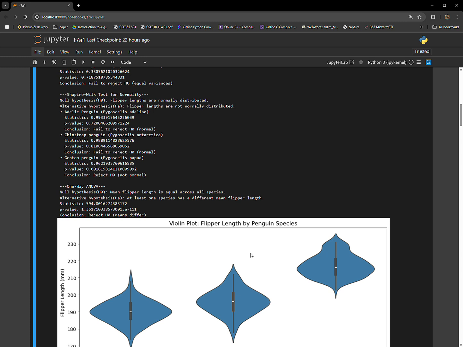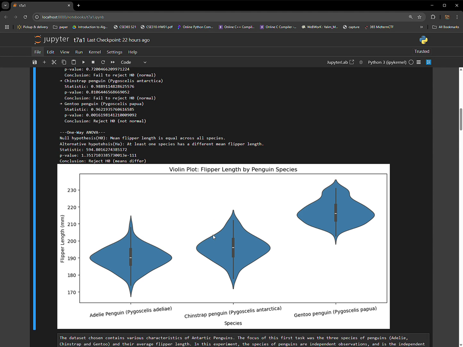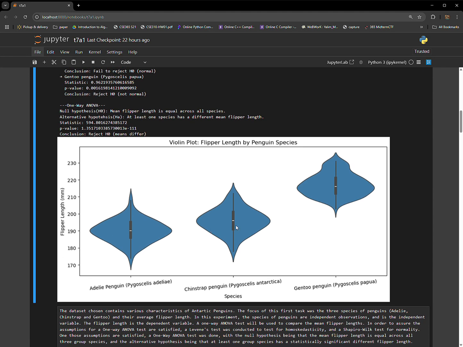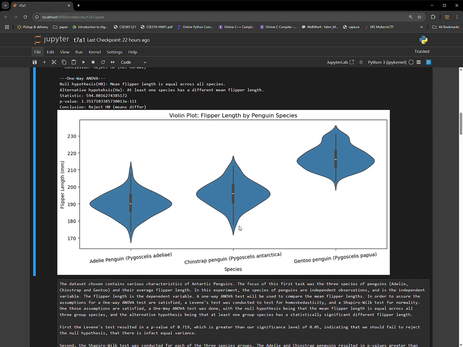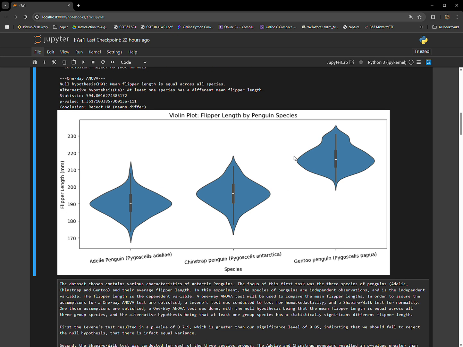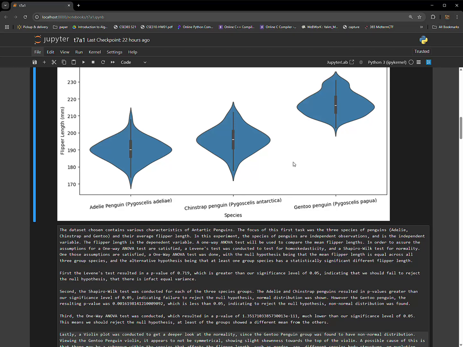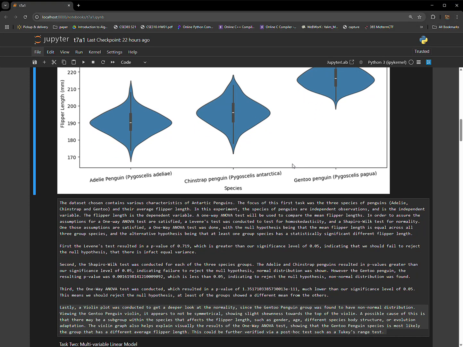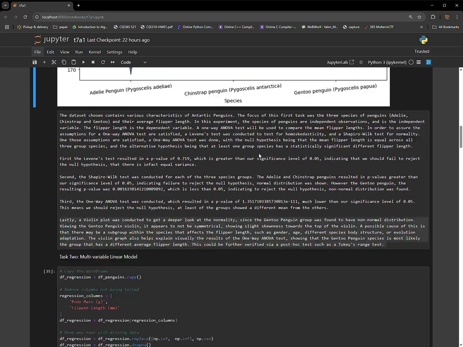For the ANOVA test, we found a p-value much less than 0.05, and therefore we reject the null hypothesis, meaning at least one of these groups has a different average mean compared to the others. Again, you can see with this violin plot how they're not equal. However, like I said before, we can't tell which one specifically until we do a further test, like the Tukey's range test, which is done in one of the later sections.